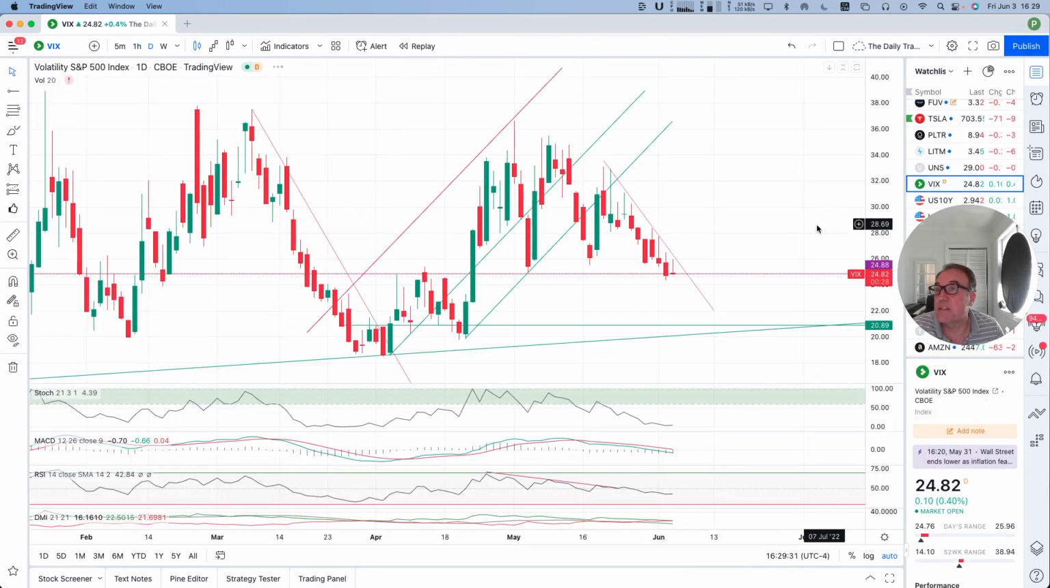Let's look at the VIX. VIX is still going down a little bit less here. So the low is not as low as it was yesterday. In fact, it's stabilizing a little bit because the high is lower, but the low is higher.